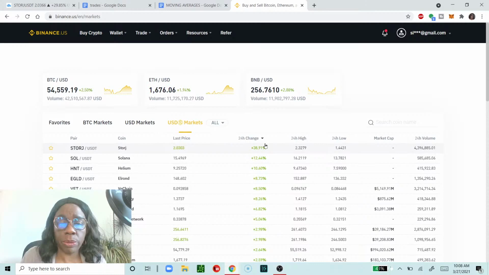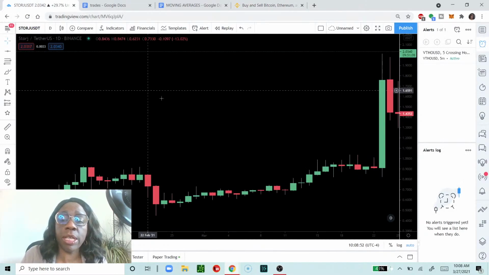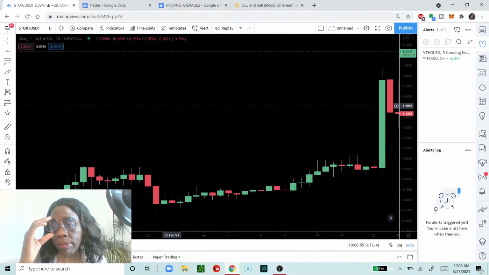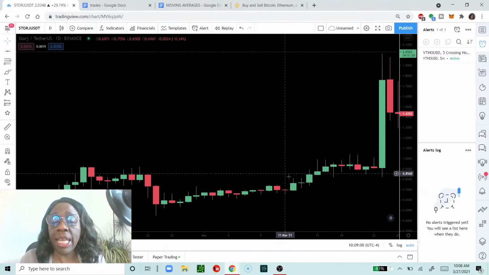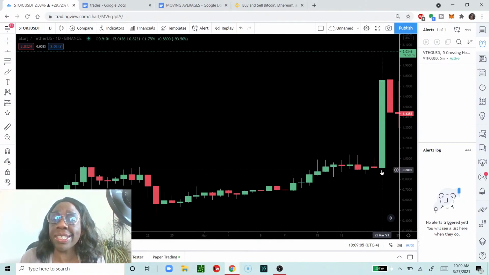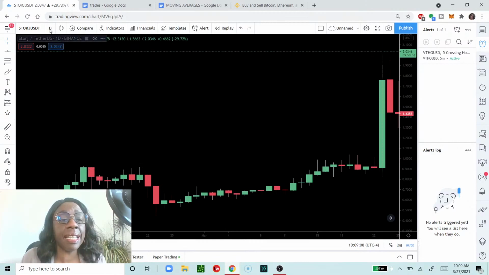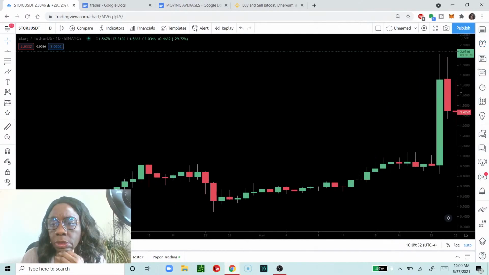So Storage has pumped overnight, over the past 24 hours. So there it is, 24-hour change. Okay, we were not in on this action, but this is what I would suggest that you do to ensure that you can get in on the action when next it pumps. So this is the chart. Look at this, just look at the size of this candlestick. And this is a daily chart. You can see it's a daily chart over here. And look at this. Now, if you wanted to get in on this action.